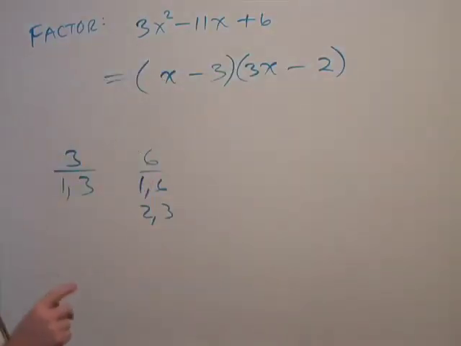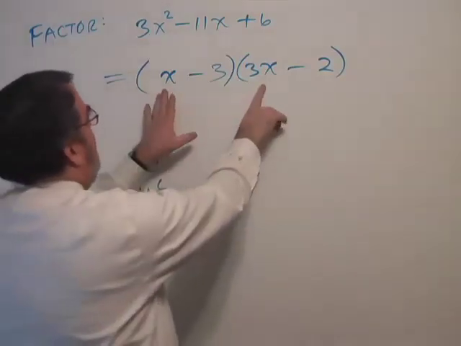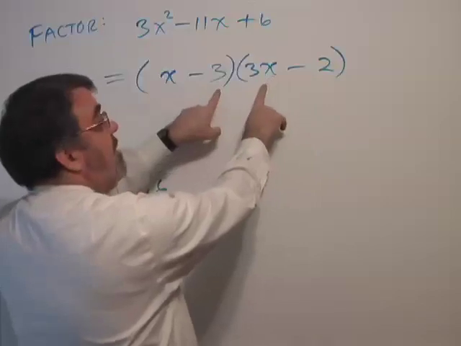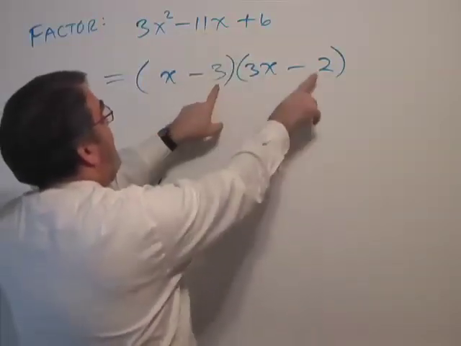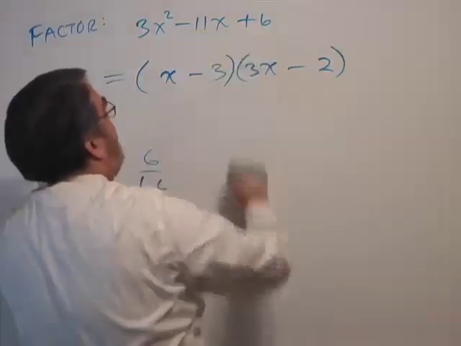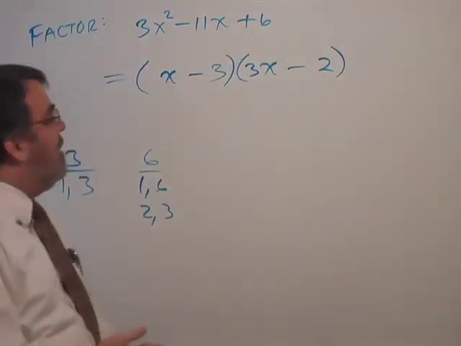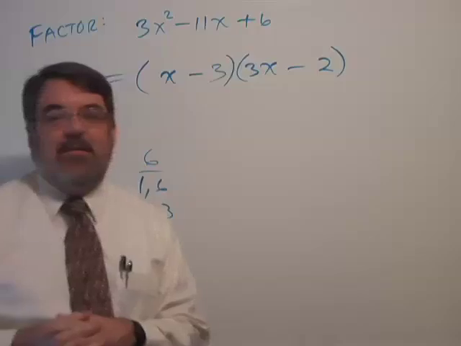So let's check this factoring. I got 3x squared, that's correct, minus 2x minus 9x, that's negative 11x, and then positive 6. So it's factored correctly. All right, well, let's do another one.